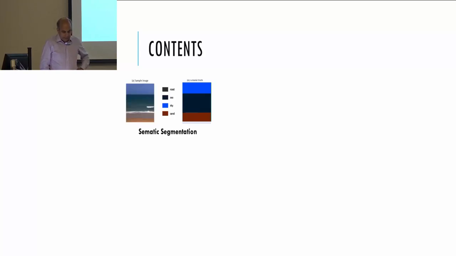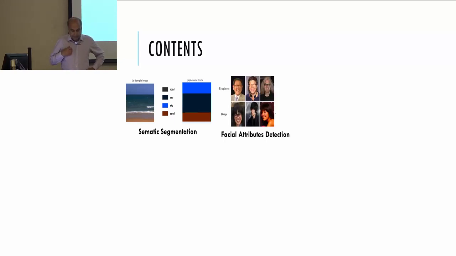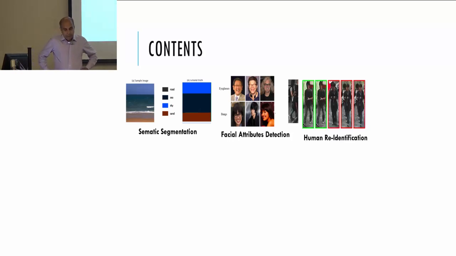I'm going to talk about the works we have published in CVPR and ICCV. I'm going to talk about this paper on semantic segmentation, which we published in ICCV last year. The second work is, given an image, we want to find the facial attributes of a face. This we published last year in CVPR. The third work is re-identifying a person, called human re-identification. This will be presented next month in CVPR.